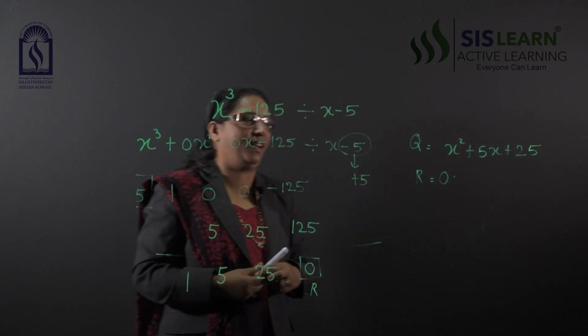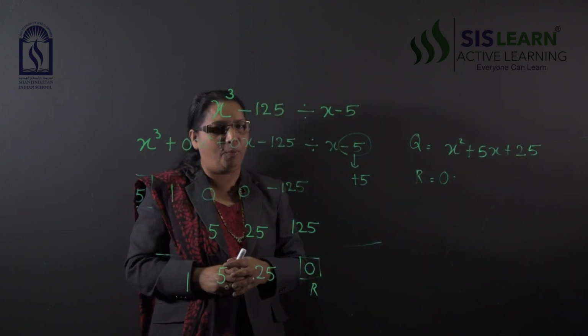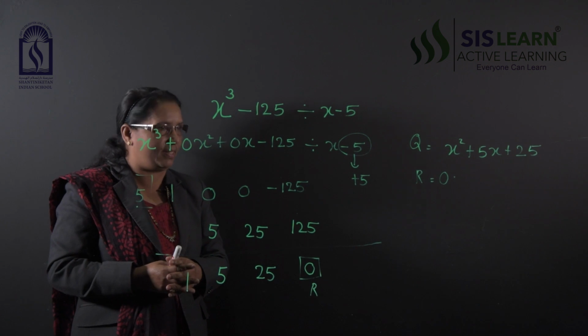Now, how easily we can divide a polynomial by another polynomial just by taking the coefficient, isn't it?